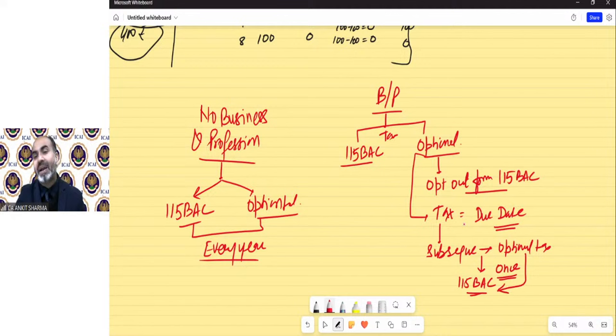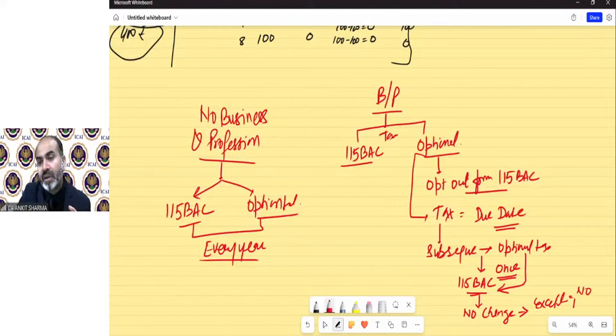You can leave that optional tax regime, and only once you are allowed to continue to pay tax as per section 115BAC. Once you have entered or opted for section 115BAC, then now you cannot change. Then for subsequent years, you have to pay tax under section 115BAC. You cannot opt out of section 115BAC now, as long as you have business income. There is only one exception: suppose in future you do not have any business income, then again you can do this game.